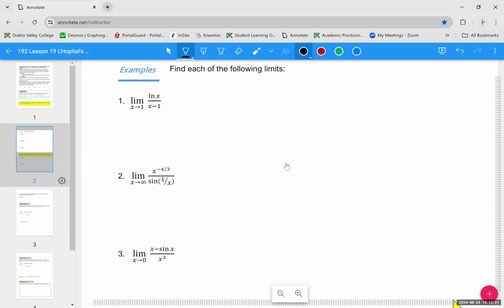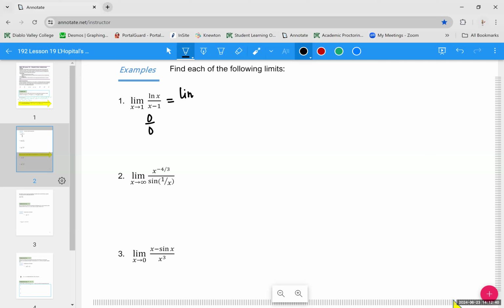So we're going to start with the limit as x approaches 1 of ln x over x minus 1. What's the first thing we always try anytime we have a limit? Direct sub. So ln of 1 would give me 0, and 1 minus 1 would also give me 0. So this is a 0 over 0 scenario.